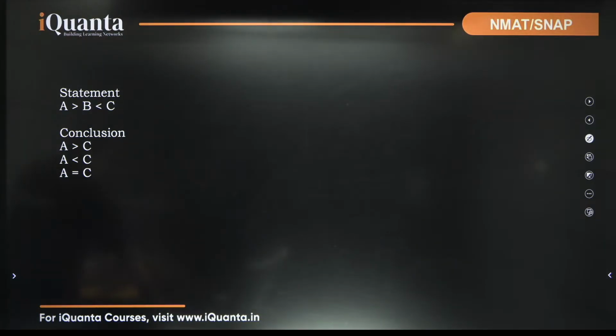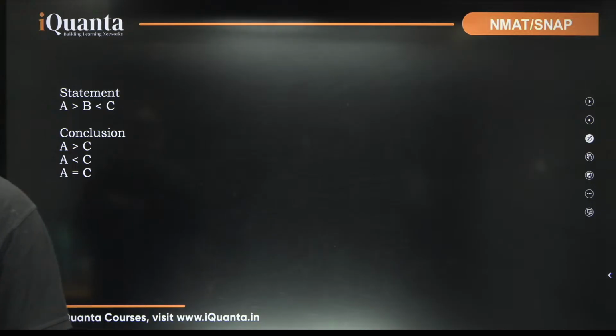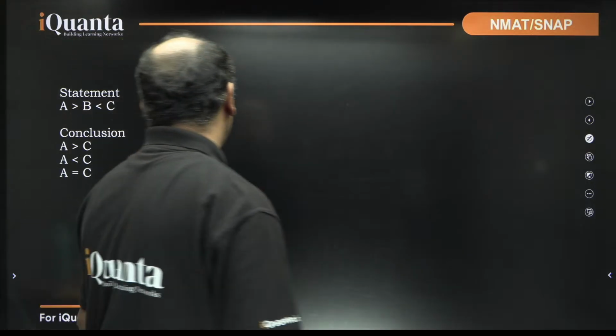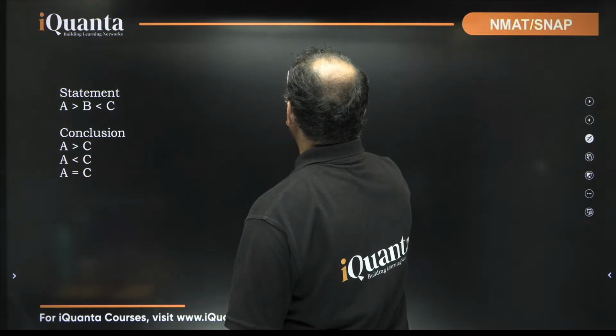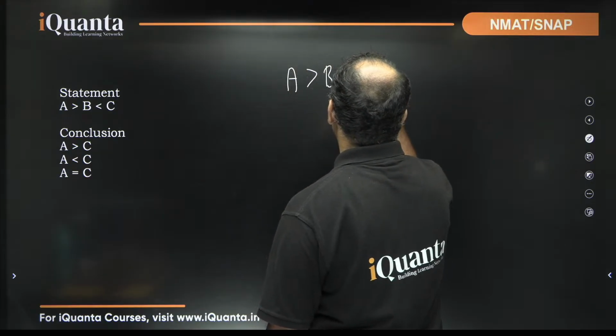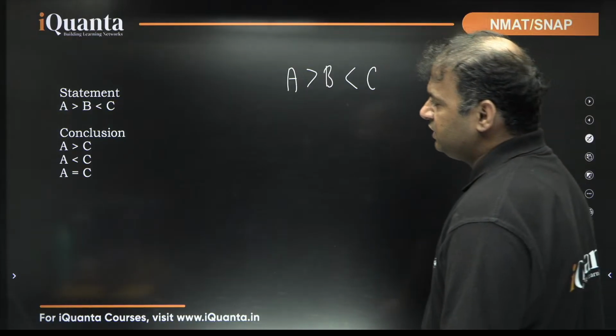Guys, is there any conclusion which is definitely true? Actually, there is no such conclusion, guys. If you look at this carefully, you will find that none of the conclusions is definitely true. Okay, let me show you how. The statement is that A is greater than B and B is less than C, right? The conclusions are that A is greater than C, A is less than C, and A is equal to C.